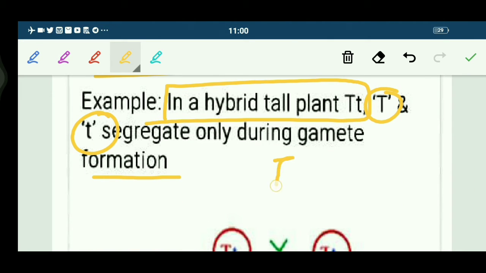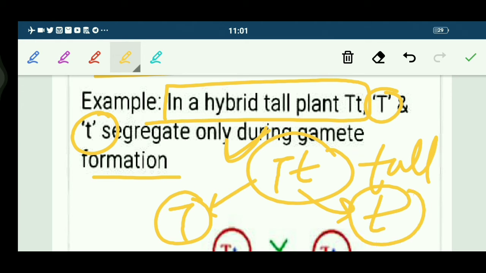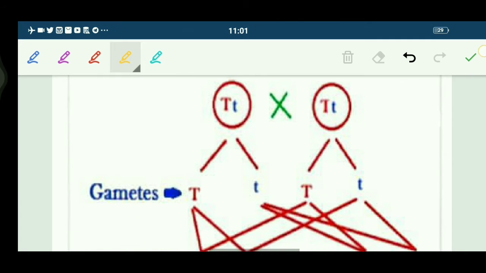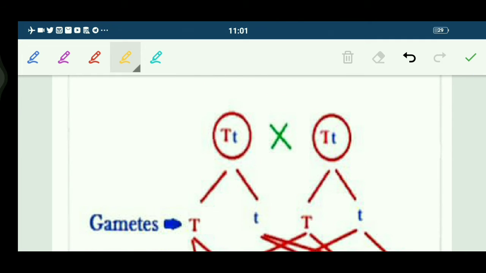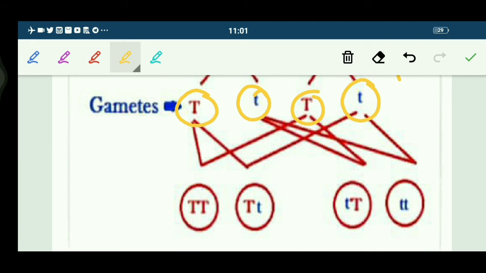So here you can see in capital T and small t, the plant is tall, but these are the gametes. They will be separating during gamete formation. These alleles, capital T and small t, will be separating during gamete formation. Fine, children. This is what the law of segregation is. As you can see here, this is the hybrid that we obtained from the F1 generation. We have self-pollinated it. The gametes from this parent, considered male, and this one, female. Here you can see two gametes have been formed, and when they fuse together, you can see the result.